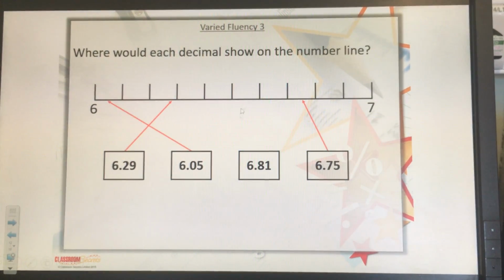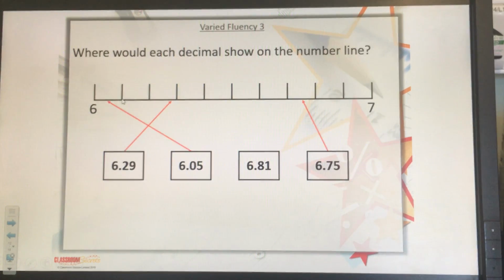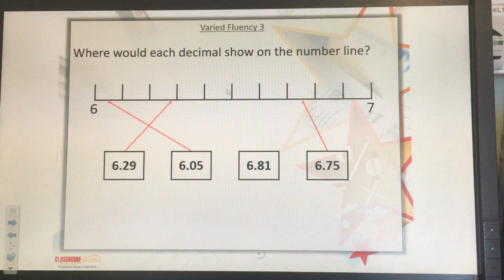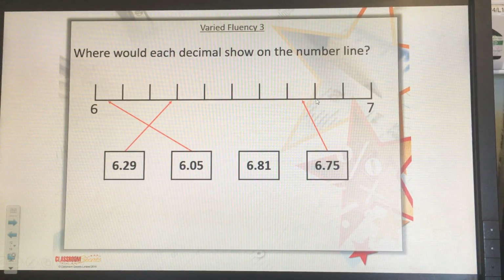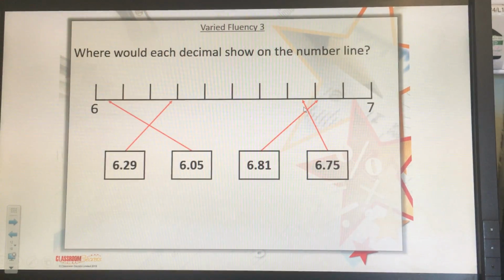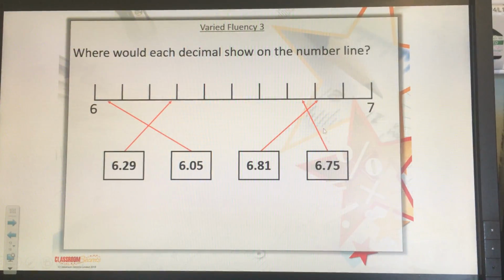And the final number is 6.81. So I know I need to count along to 6.8, 6.1, 6.2, 6.3, 6.4, 6.5, 6.6, 6.7, 6.8, and then add a little bit more because we've got that hundredth. A quicker way to have worked this one out is that I know that this one is 6.7 because I just worked it out for this one. So I know that the next one along will be 6.8.